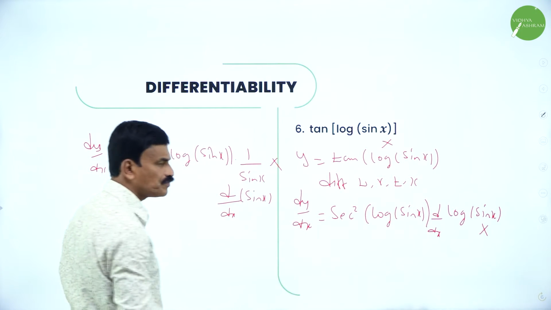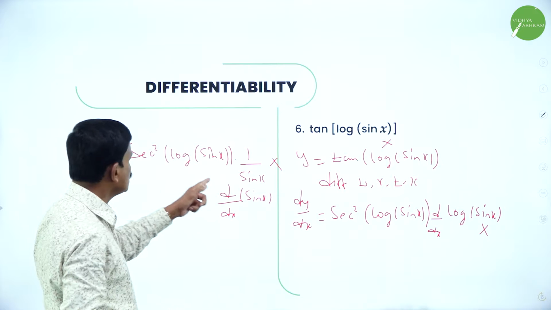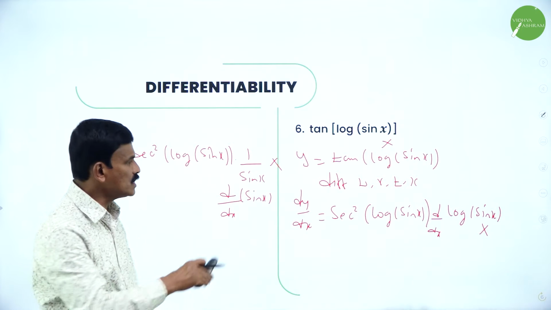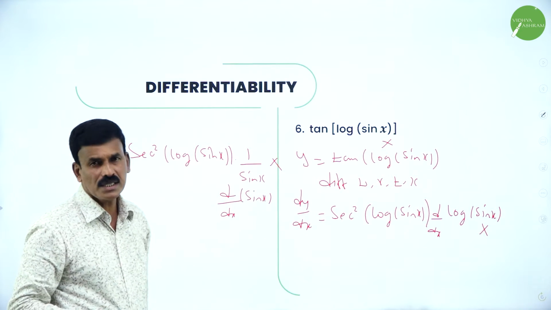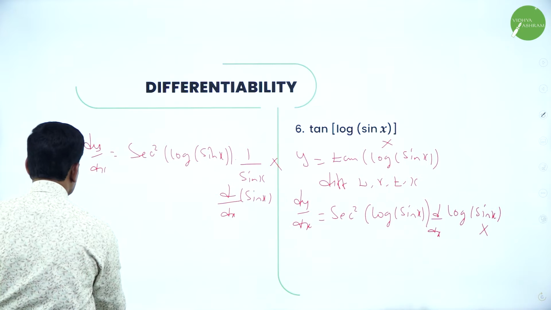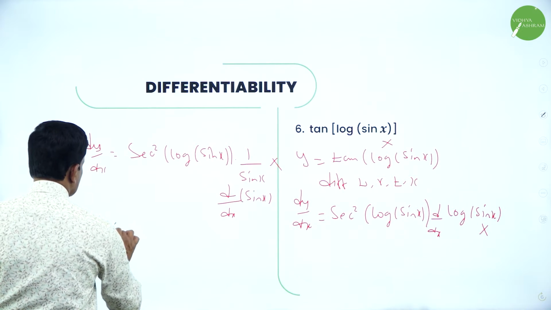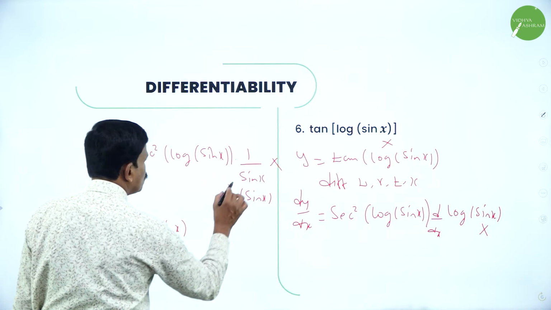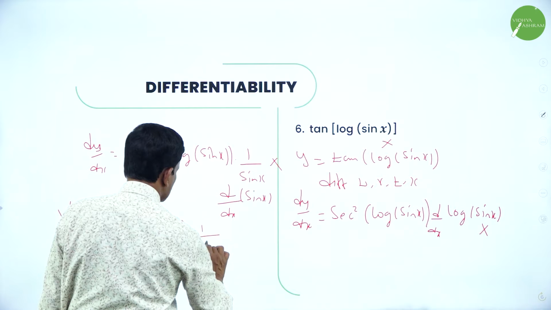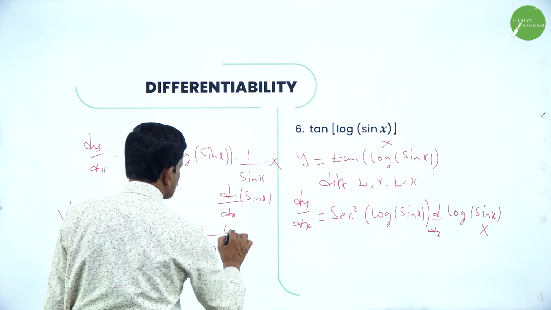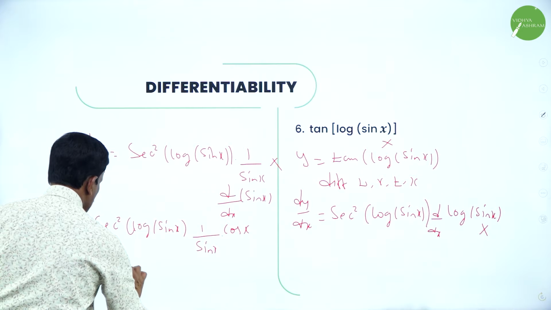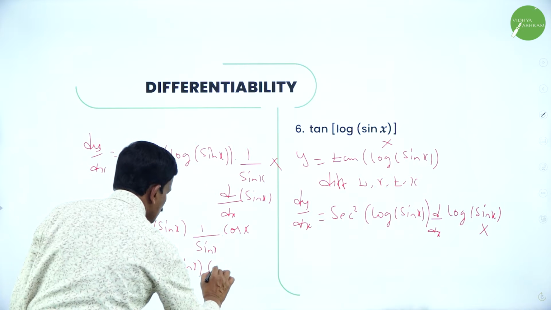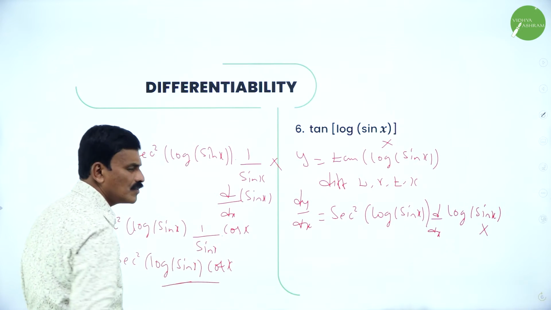Okay, see here, secant square log sin x as it is. Log sin x is log x, differentiation of log x is 1 over x, instead of x it is sin x, 1 over sin x into d by dx of sin x. So the total answer for this is y dash is equal to secant square log of sin x into 1 over sin x, differentiation of sin x is cos x. So you can write this as secant square log of sin x into cos by sin is cot x, which is the required answer. That's it.